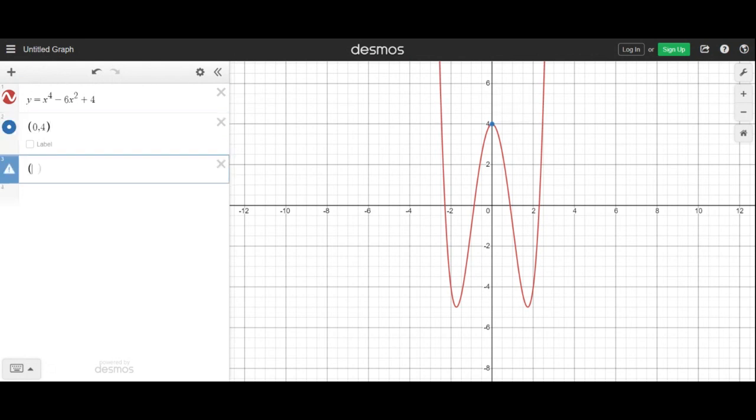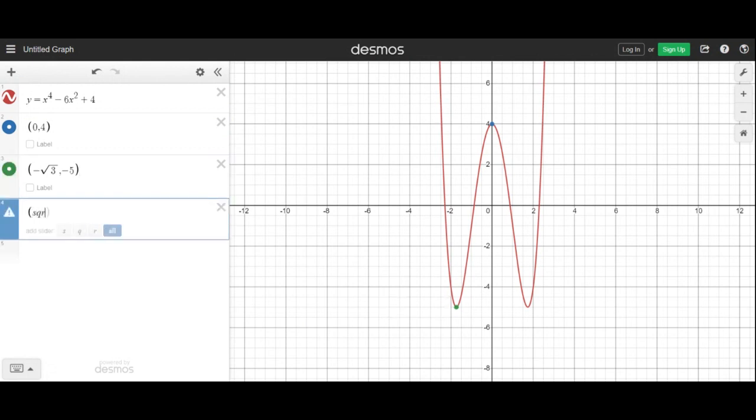If you look at negative square root 3, negative 5, that's the point right down here. Again, we have that change in direction, horizontal tangent at that point. And then our final point was positive square root of 3, negative 5. And that's the point on the other side, right over there.